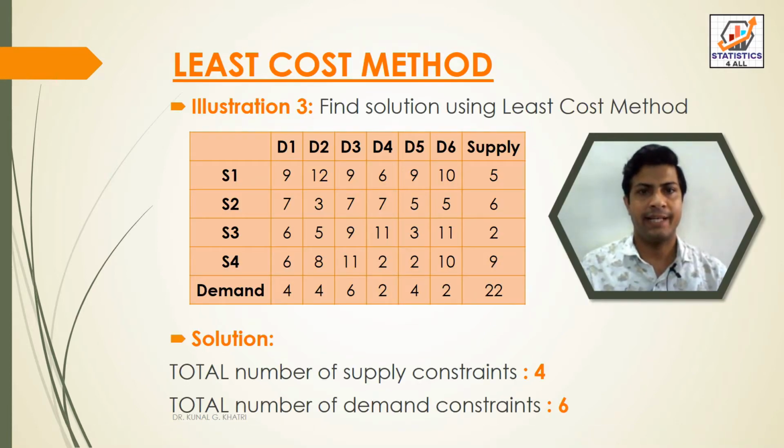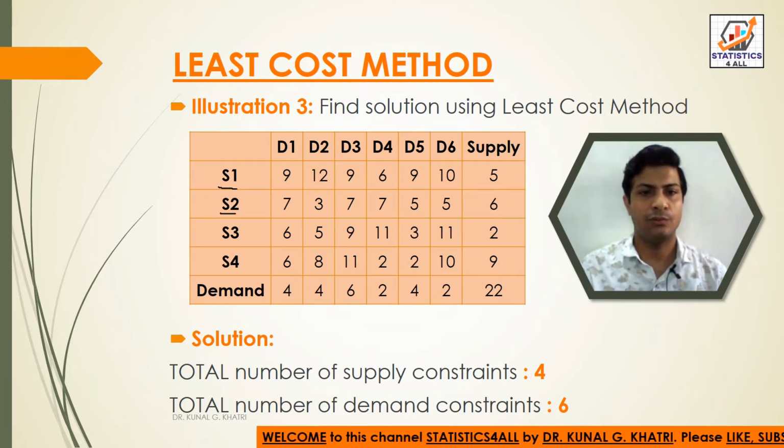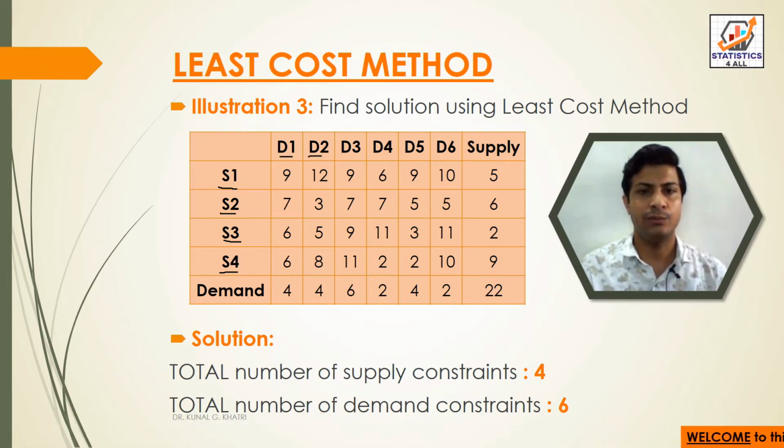Least cost method or matrix minimum method. Illustration number 3. Find the solution using the least cost method. Here a matrix is given, with supplies S1, S2, S3 and S4 and demands D1, D2, D3, D4, D5 and D6.